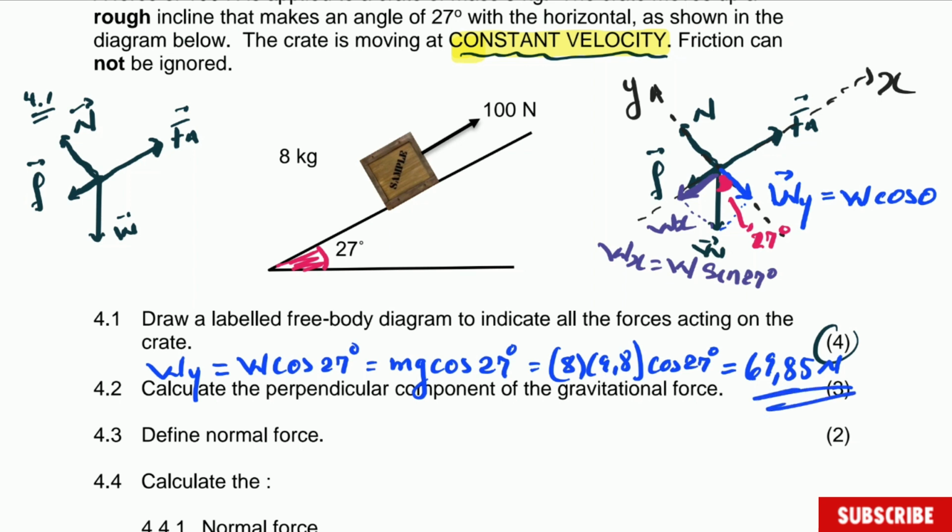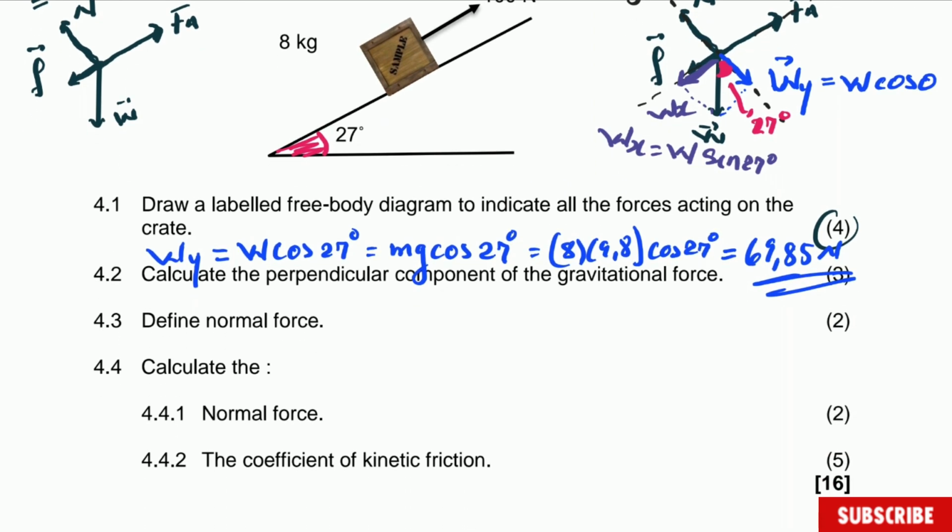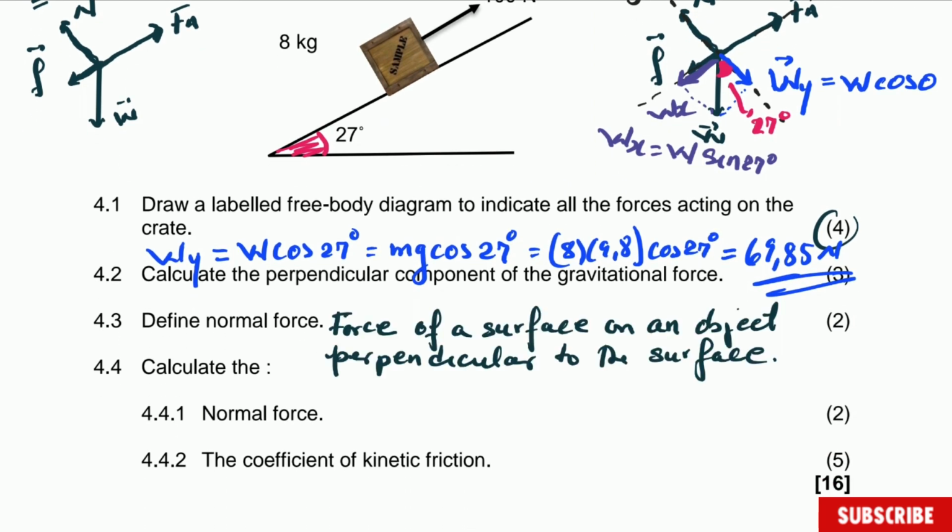Now, question 4.3, define normal force. The definition of normal force is a force of a surface on an object perpendicular to the surface. In actual fact, it's a component of the force that the surface exerts on the object, and it will be the perpendicular component. Let's go to question 4.1.1, where you do have to calculate the normal force.